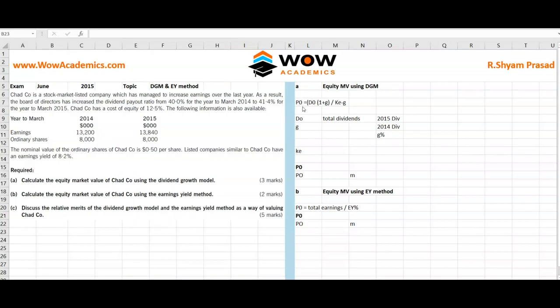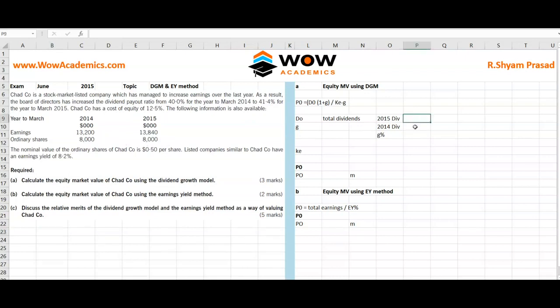So this is the formula: P0 equals D0 into (1 plus g) divided by (Ke minus g). They're asking to value the entire company, so we can take D0 as the total dividends. So it works like this. Is the total dividends available? The answer is no. We do not have the dividends for 2015. We have the earnings, so we have to find out the dividend for 2015.